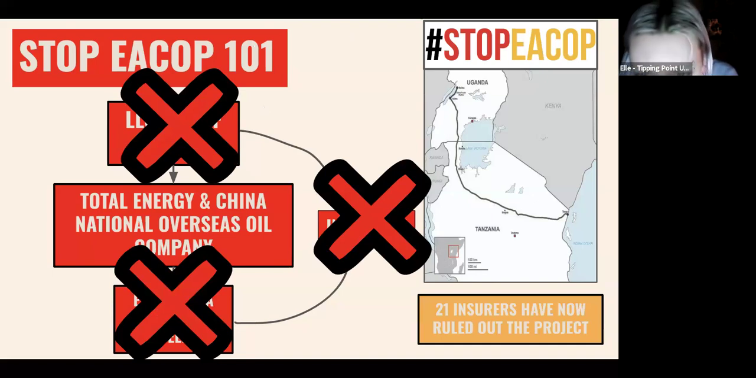I should update this slide. I think it says 21 insurers, but yeah, that's now close to 30.